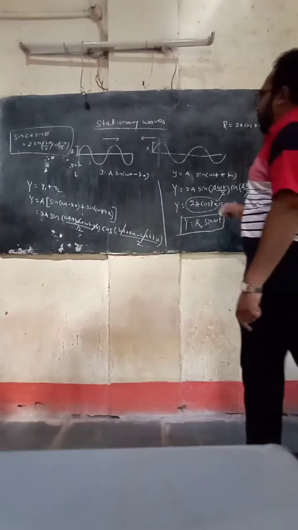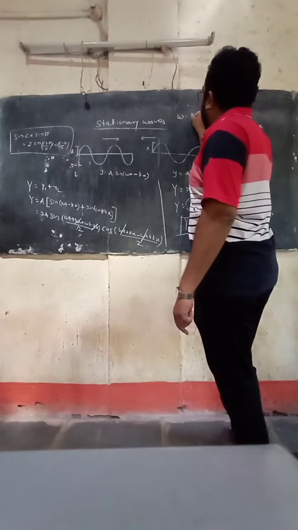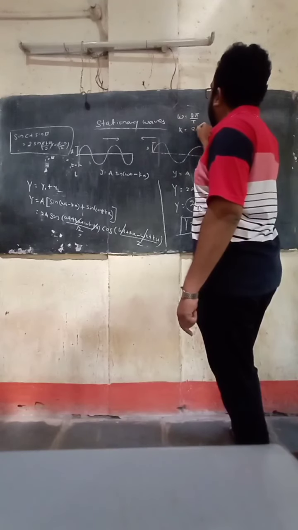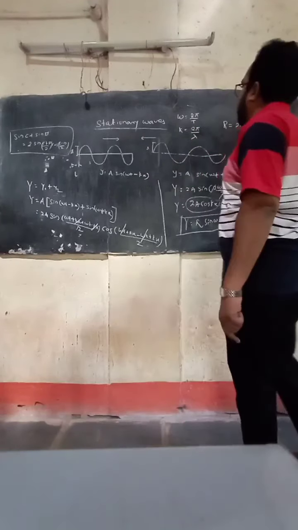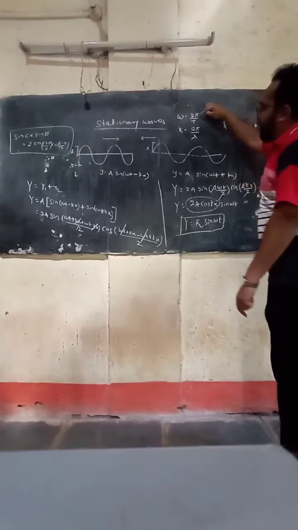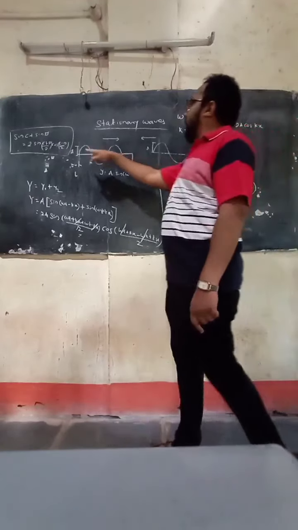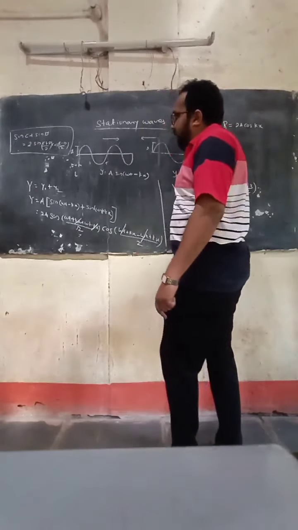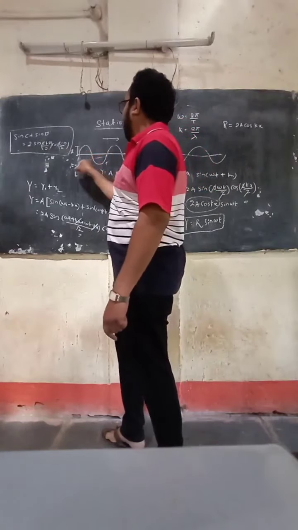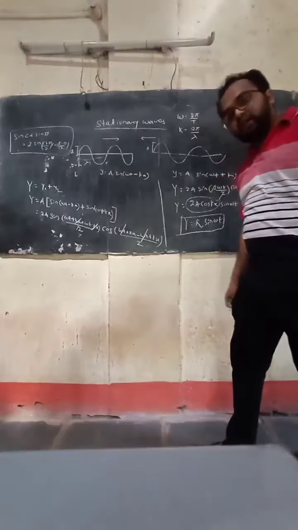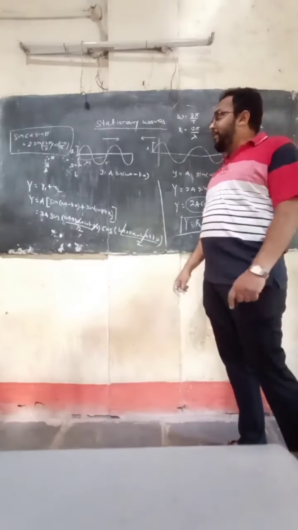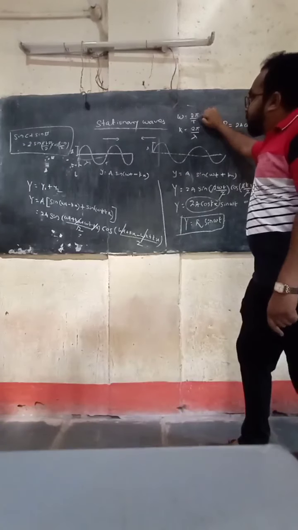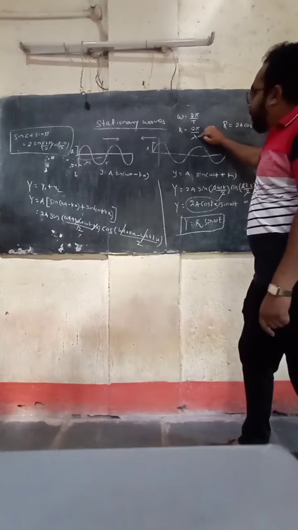For your information, omega is 2 pi upon T, similarly k is 2 pi upon lambda. In one cycle, the angle is 2 pi and the time required for this is T. Similarly, in one cycle, the distance covered is lambda. As I said earlier, a wave is doubly periodic: periodic in time as well as periodic in distance. Omega represents that it is periodic in time, k represents that it is periodic in distance.